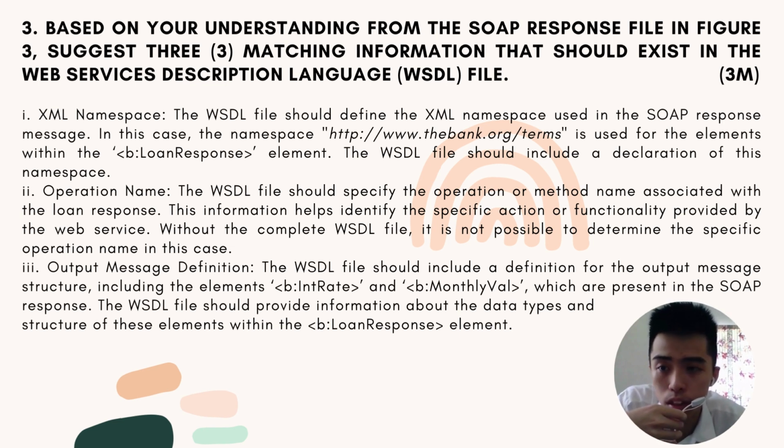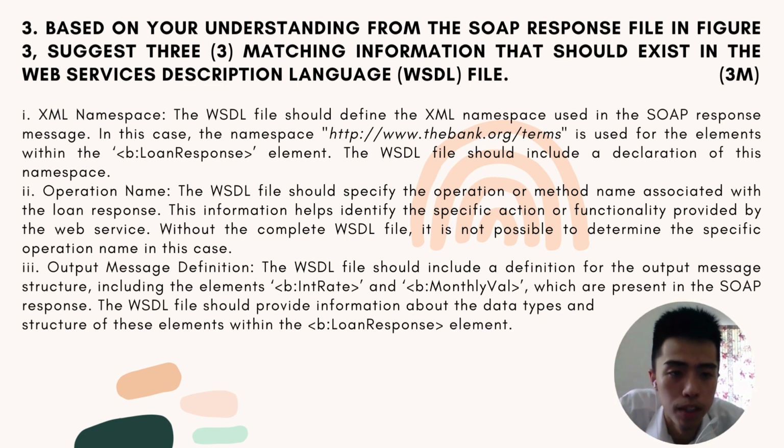So firstly, the WSDL file should define the XML namespace used in the SOAP response message. Namespaces help avoid naming conflicts and ensure proper identification of elements. So in Figure 3, the namespace www.thebank.org is used for the elements within the b:loanResponse element. The WSDL file should include a declaration of this namespace to align with the SOAP response.